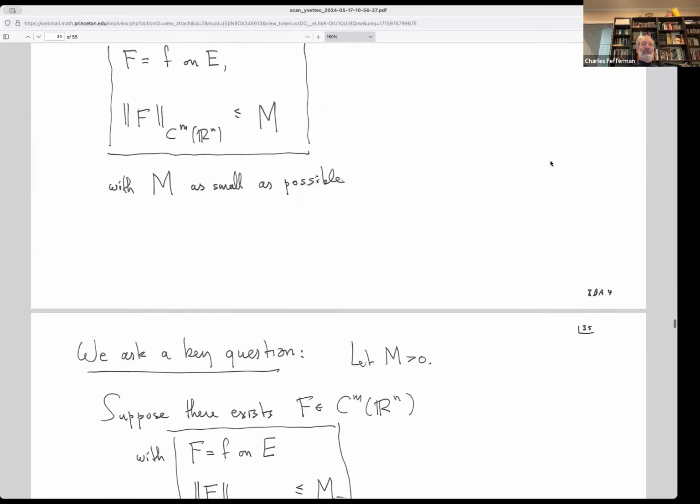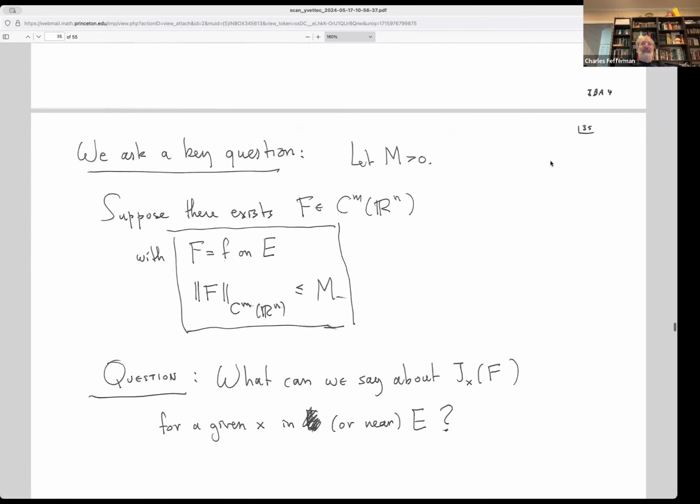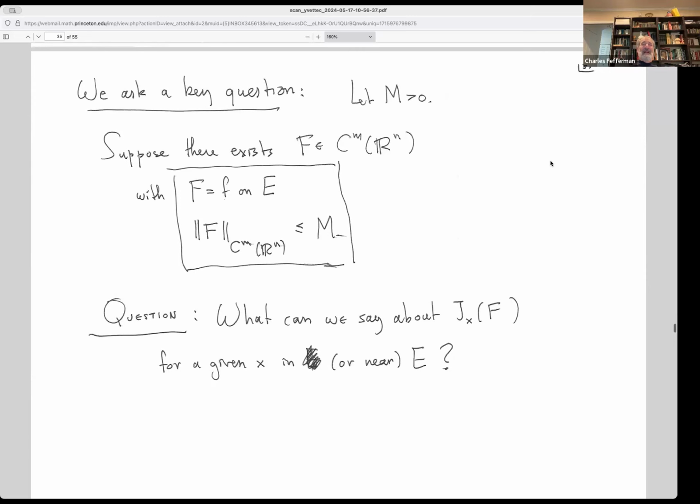Well, in order to answer that, we ask ourselves a key question. Let's fix a particular positive number, capital M, and suppose that there exists a capital F in C^m that agrees with the data, capital F equals little f on E, and yet the C^m norm is less than capital M. Of course, if we're greedy and capital M is too small, there may not exist such a capital F. The key question that I want to ask is, if there is such a capital F, what can we say about its Taylor polynomial at a given point? This given point might be anywhere, but for purposes of the talk, either it will be near E or, actually, very soon it will be in E.